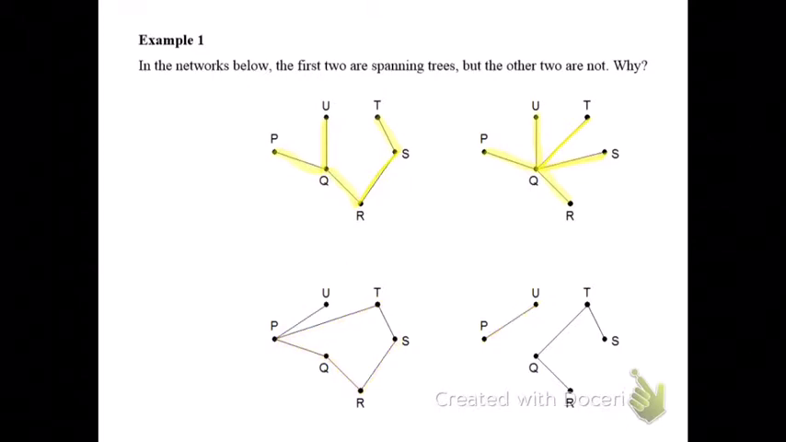The question now is, how can I turn these diagrams into spanning trees? In the first case, I would actually need to delete one of the arcs. So for example, I could delete PT and then all of the other arcs are connected. In the last one, I would need to connect this arc to the rest of the diagram in some way. Any of these lines will do the job.